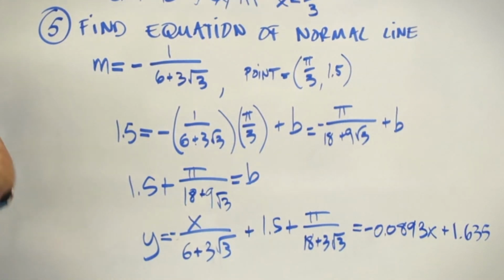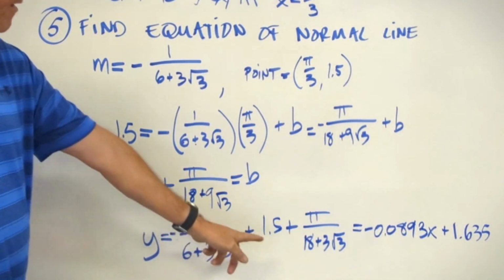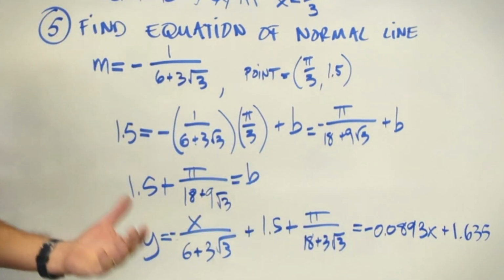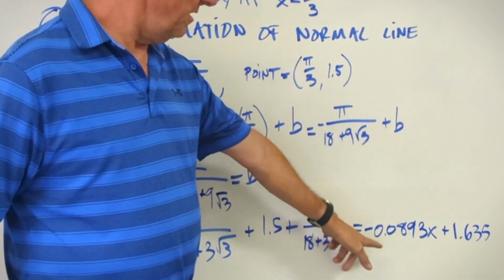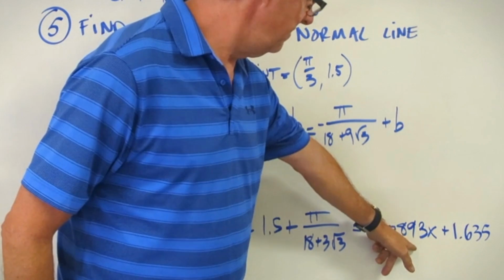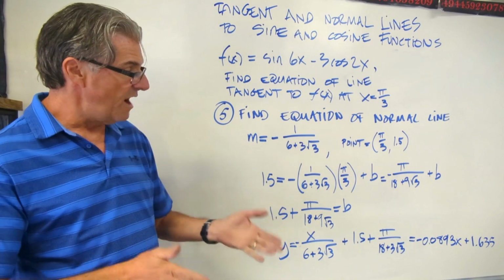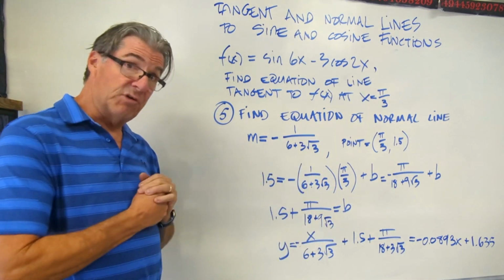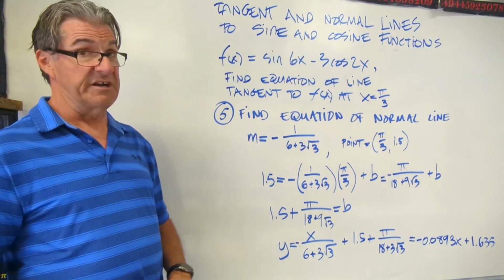So now I just plugged that all in and got this really cumbersome equation. y equals minus x over 6 plus 3 root 3, plus 1.5 plus pi over 18 plus 9 root 3. Woohoo! Now, for you decimalers out there, I went ahead and converted it into a decimal equation, and it looks like that one. y equals minus 0.0893x plus 1.635. Those are decimal approximations, so it's not perfect, whereas this one is actually exact. So, if you had a prompt for exact, that means don't pull out your calculator and use decimals, because you're not going to get all the points for that.